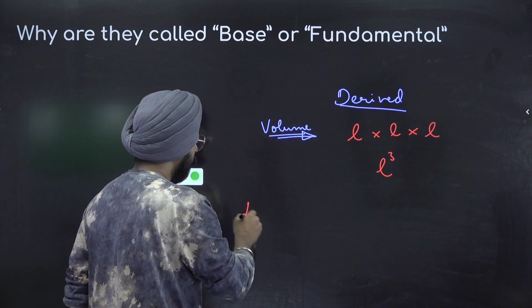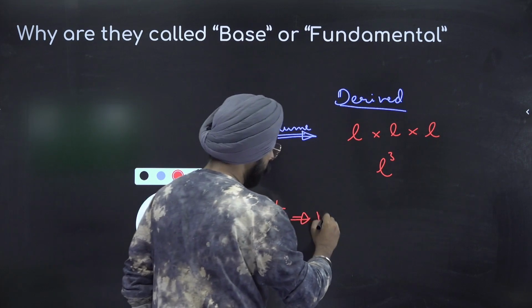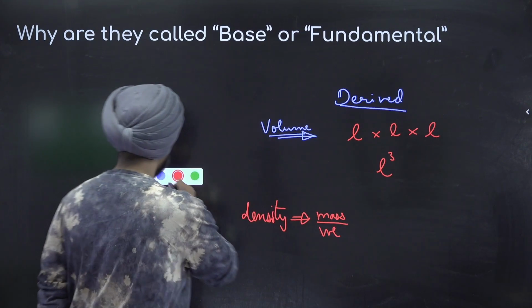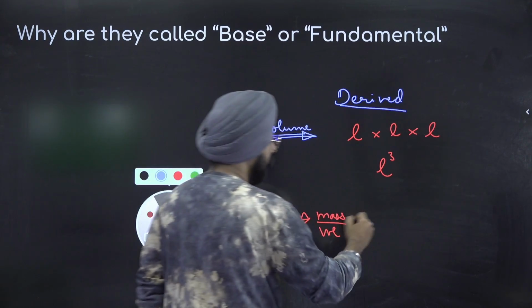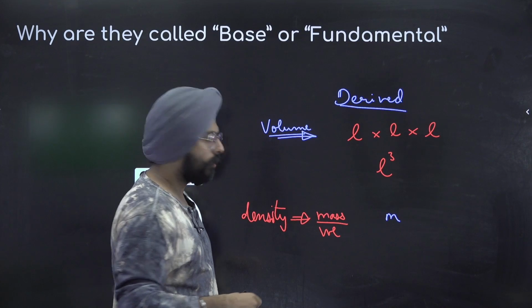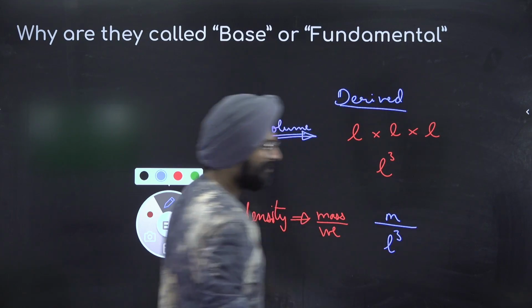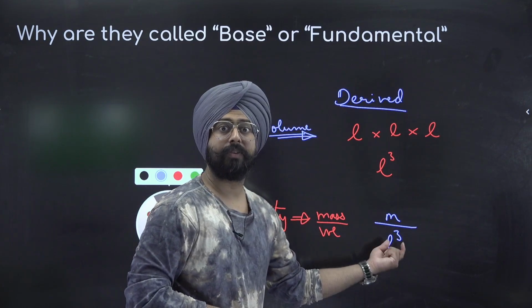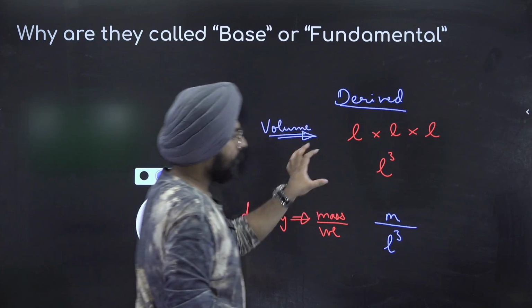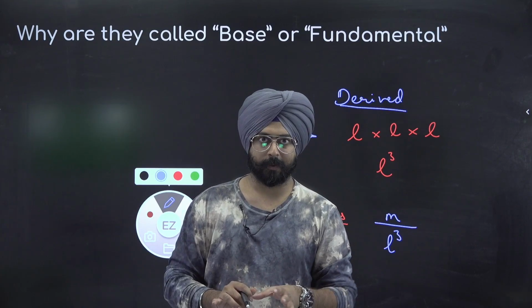Right? For example, we have density. How can I think about density? Density is what? Mass upon volume. In terms of units, what will the unit look like? On top, you'll have the unit of mass. Perhaps kilograms, perhaps grams, depending on how you want to answer the question. Divide by volume. Volume will be what? L cube. Fine. Mass and length, fundamental quantities. So derived quantities are those which can be written as a combination, multiplication, division of your fundamental quantities.